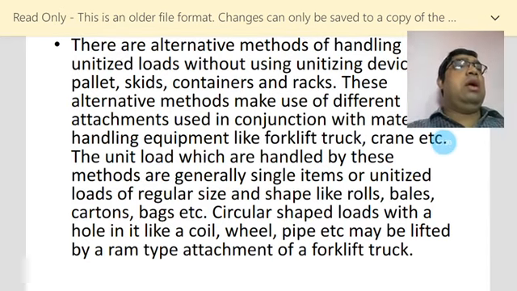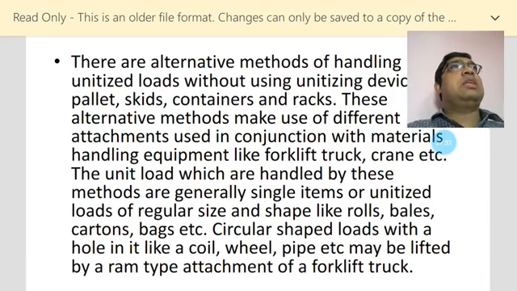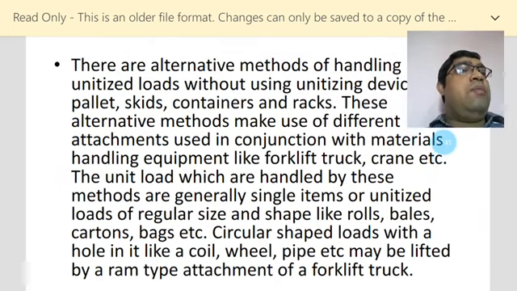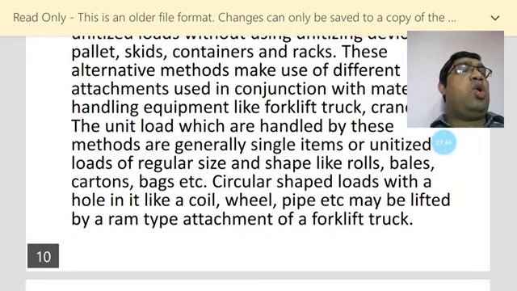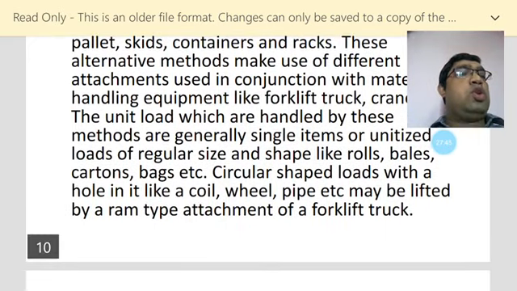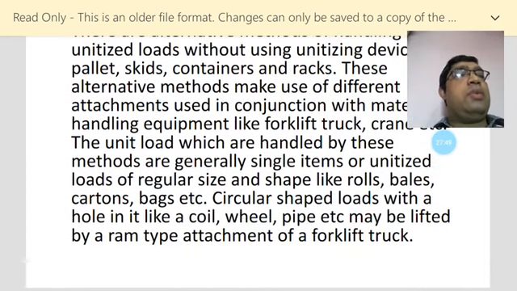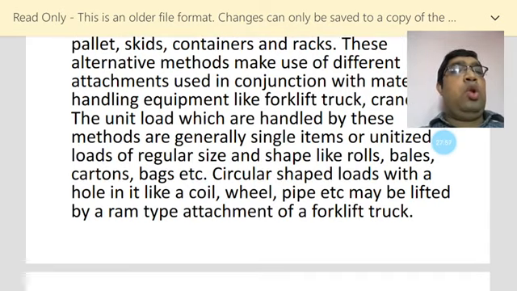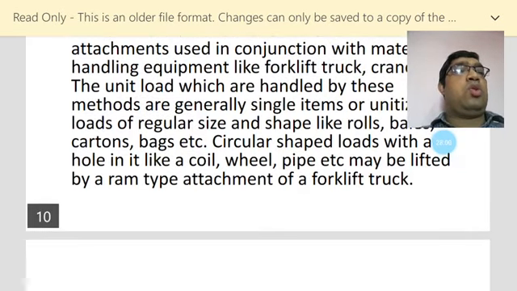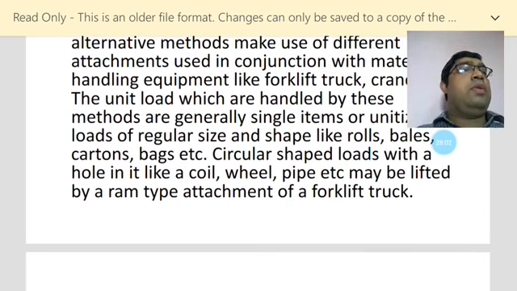And the cranes, we can see that these cranes also do lifting and lowering. This is for heavy loads, not small loads, because with a small load human beings can shift these materials. Sometimes hydraulic systems also will be required for the movement of materials from one place to another. The loads may be of regular size and shapes like rolls, or sometimes irregular sizes, like rolls, bales, cartons, bags, etc.